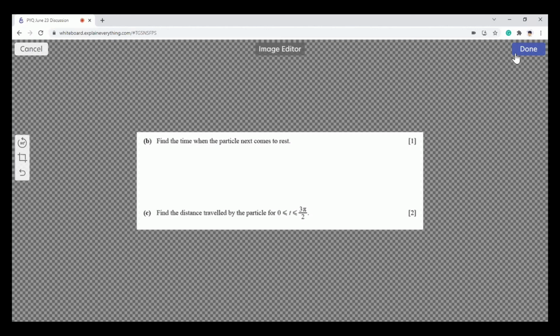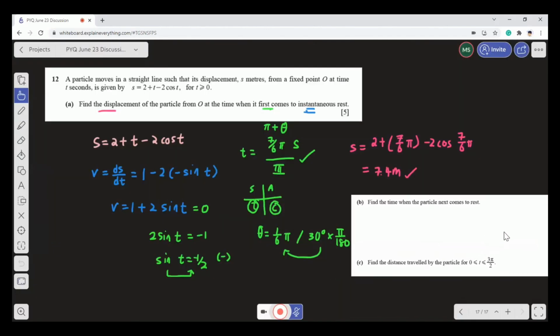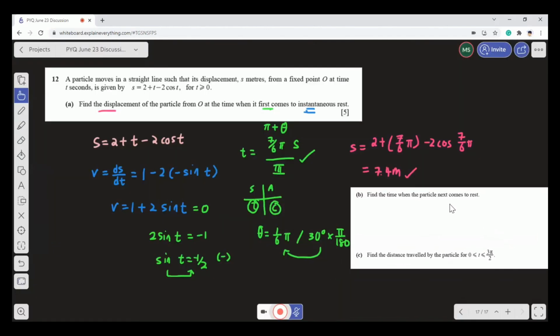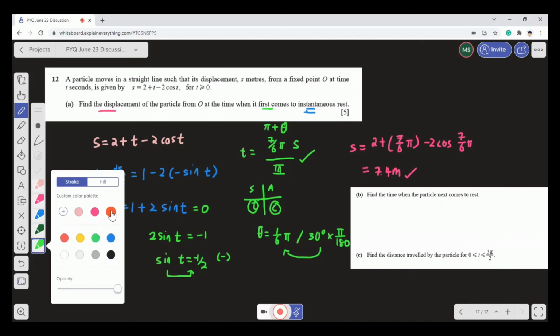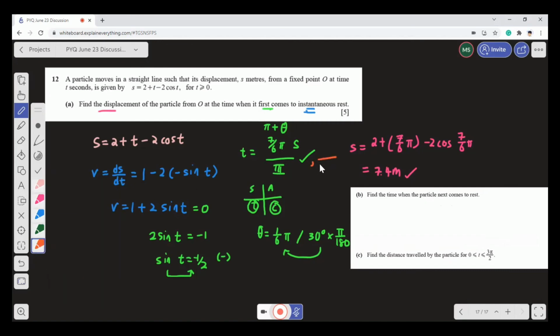Then for B, find the time when the particle next comes to rest. I think just now you almost found the next one already. So what is the next one to come to rest? The quadrant 4. How to find quadrant 4? 2 pi minus reference angle. So what is the answer? The next timing. The reference angle we already got here. So 11/6 pi. So that's the next timing.